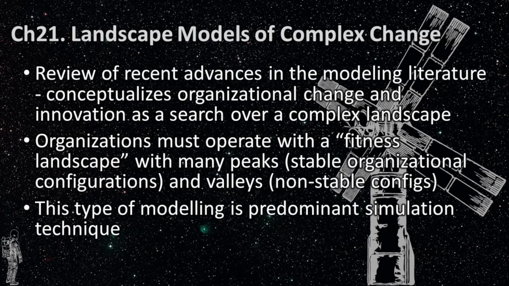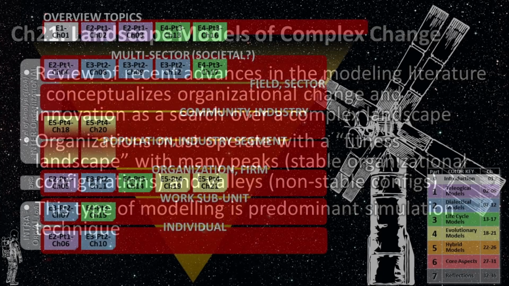Finally, Chapter 21 provides an in-depth discussion and review of landscape models of organizational change. This model conceptualizes organizational change and innovation as a search for best fit within a complex landscape. Organizations must operate within this fitness landscape, which is analogous to the economic concept of performance functions. Landscapes have many peaks and valleys. The peaks correspond to stable organizational configurations, and the valleys result with any change that makes the configuration of the organization non-stable. This model is widely used in computational simulation work of organizational change.